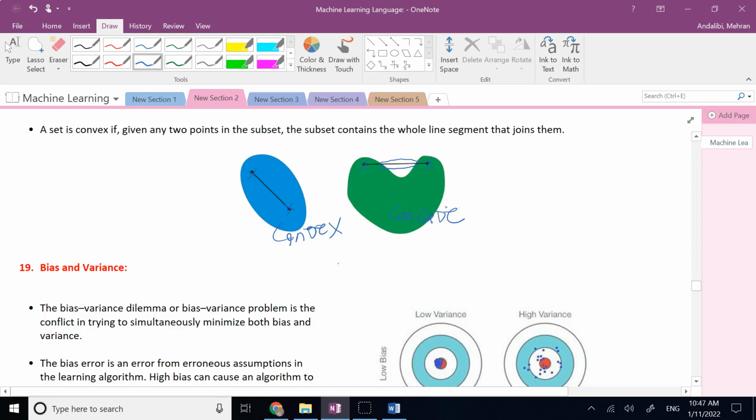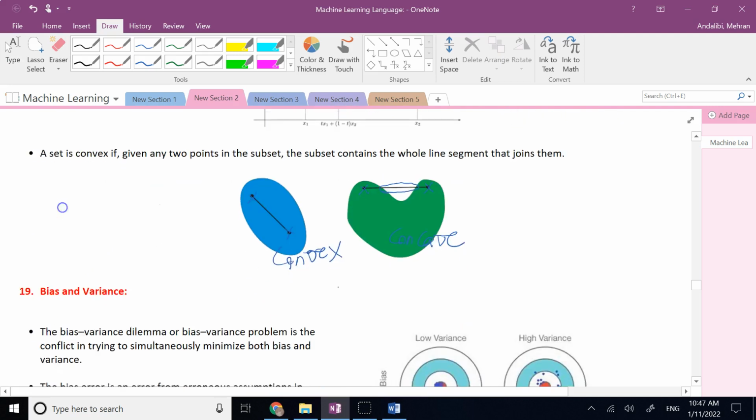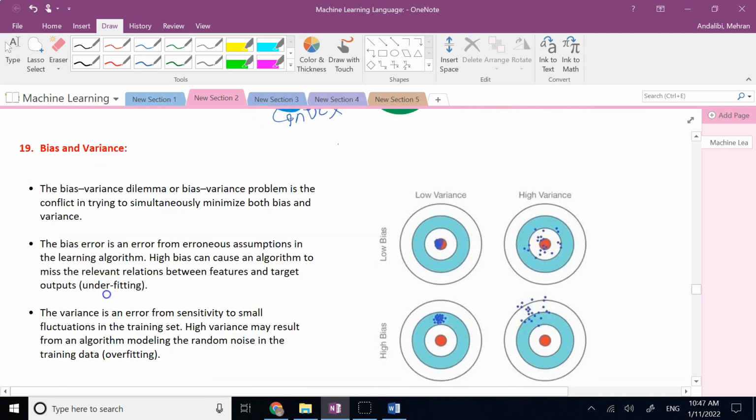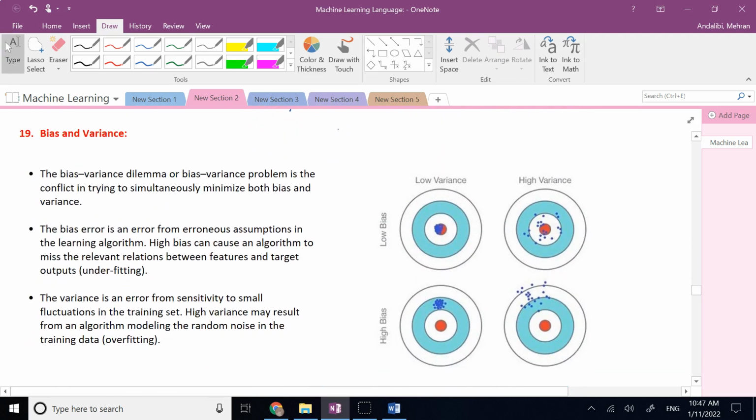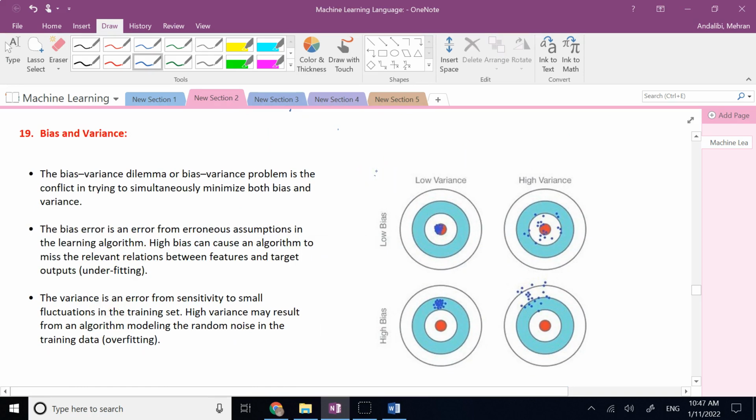Okay, so we see these a lot in optimization, especially optimization of convex functions, which is much easier than optimization of functions that are not convex. So we'll see these topics a lot, especially when it comes to optimization. So I wanted to explain that.